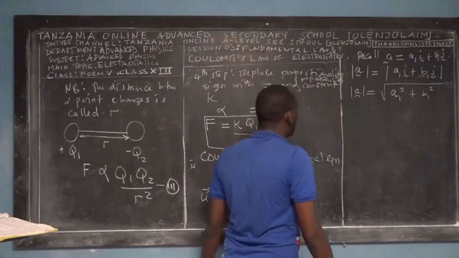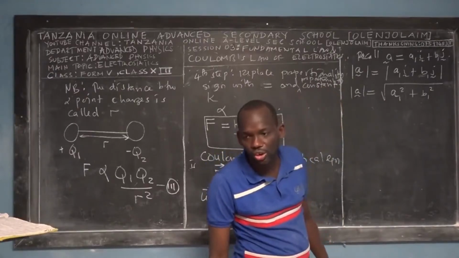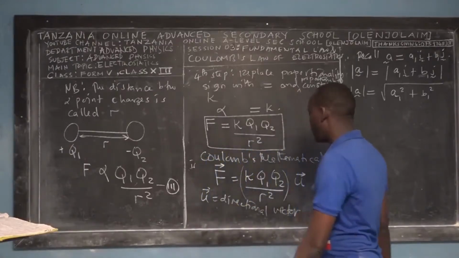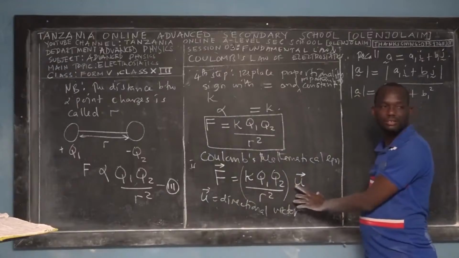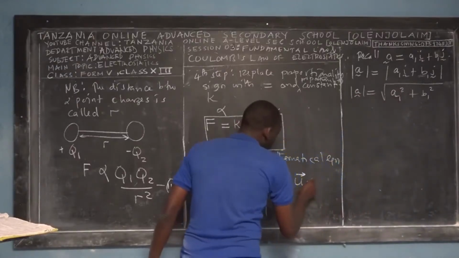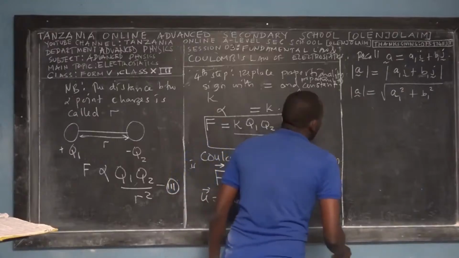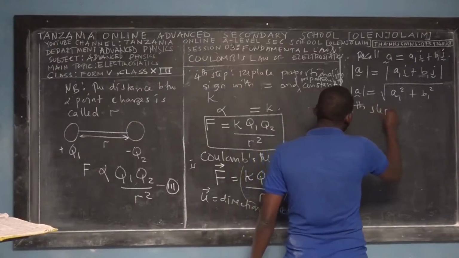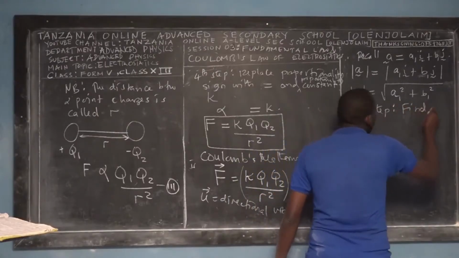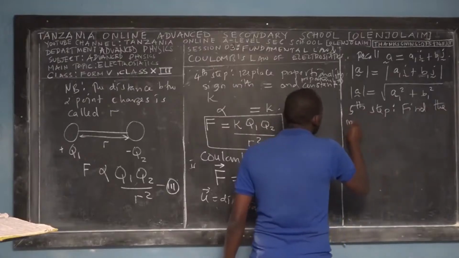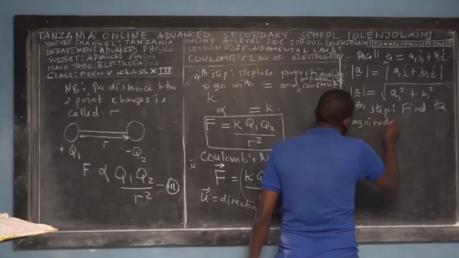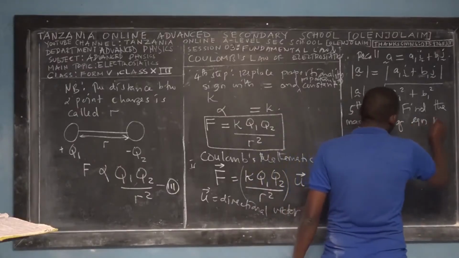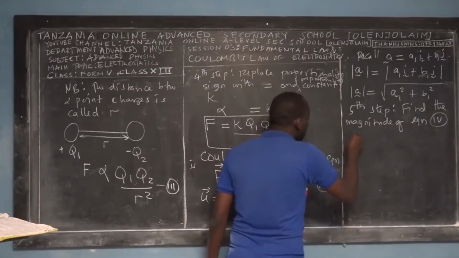But the magnitude of a vector is a scalar quantity. It's no longer a vector quantity. So in order to convert this force to become a scalar quantity, we have to find the magnitude of this vector. So this is equation 4, right? So we say the fifth step: find the magnitude of the vector in equation 4. Okay, so the magnitude now.